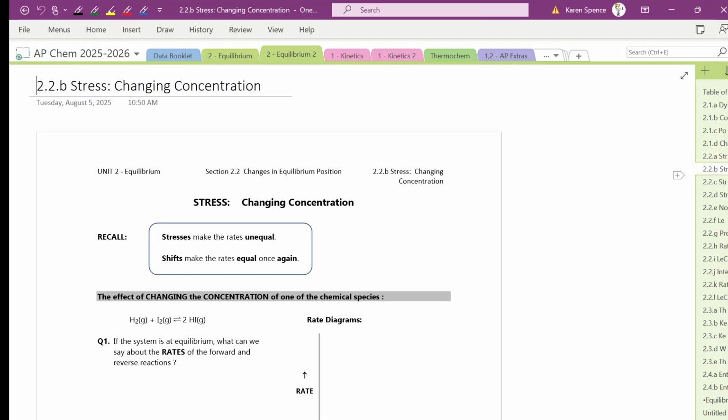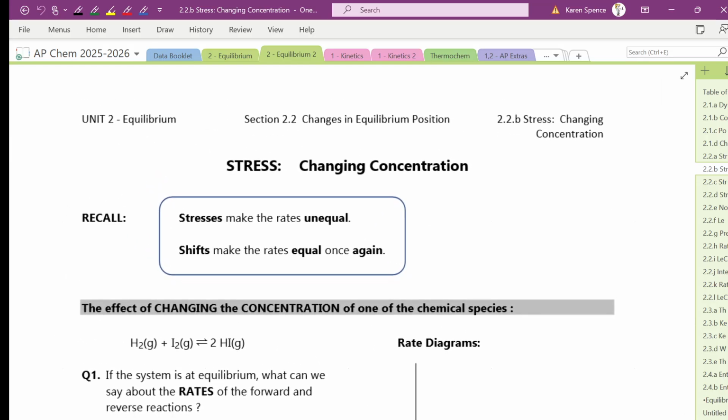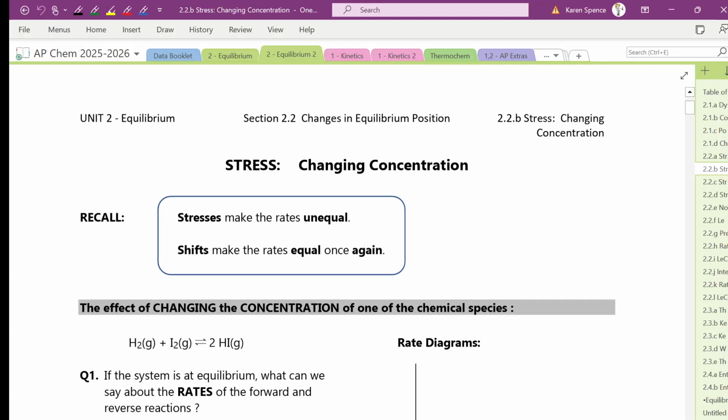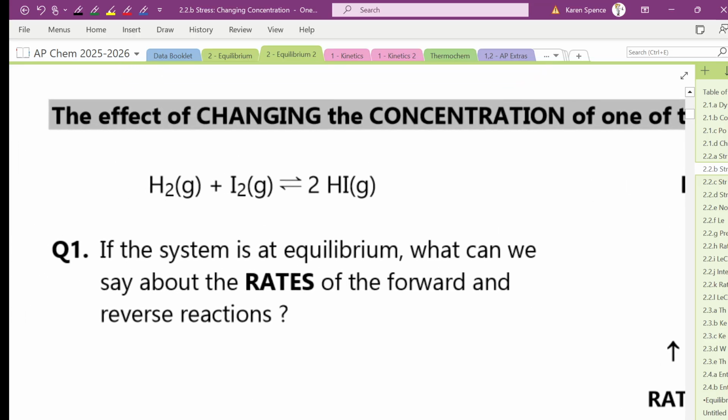Ooh, 2.2b. So we're going to focus in on the stress of changing concentration, because it's kind of the easiest one to think about. Not that the other ones are that hard, but this one's really straightforward. Stresses always make the rates unequal. The shifts make the rates equal once again. So here we have the reaction H2 plus I2 gives 2HI.